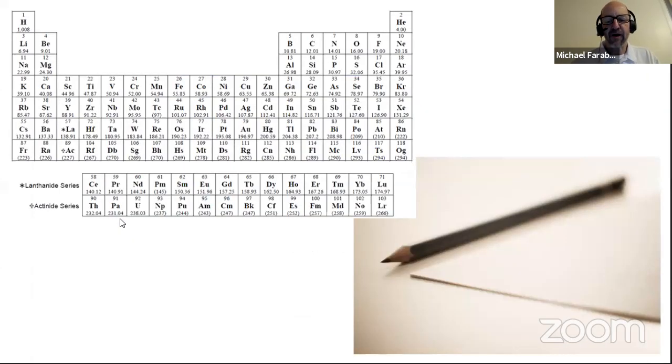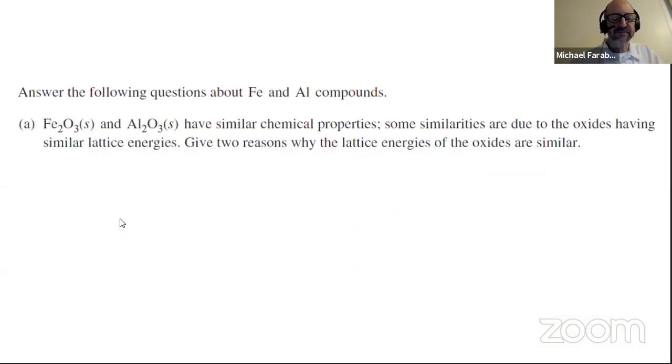All right, so today we're going to do 3 different FRQs. Hopefully you have access to scratch paper, something to write with, and a periodic table. Your first FRQ looks like this. It says, answer the following questions about iron, Fe, and aluminum, Al, compounds. So this is part A.